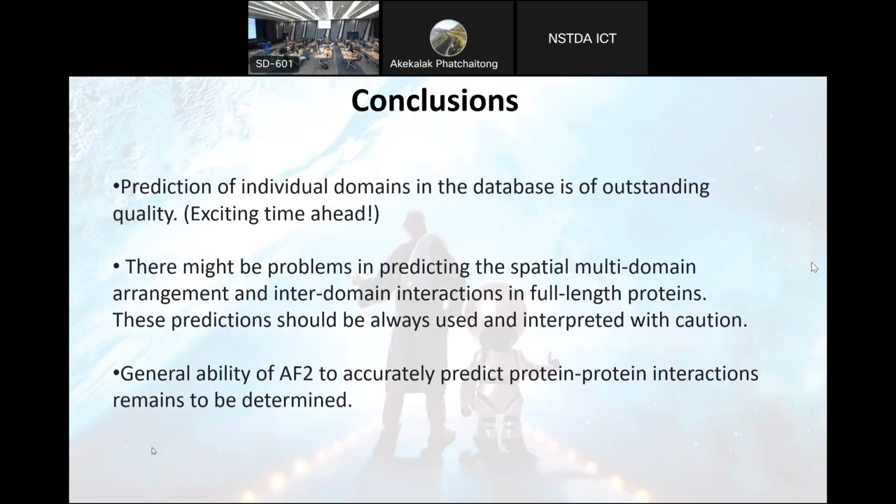Yes. So the question is whether we can go around it. One way you can do it is to break your protein into smaller fractions, then assemble it later. And also if you have multimers, you can do them individually.